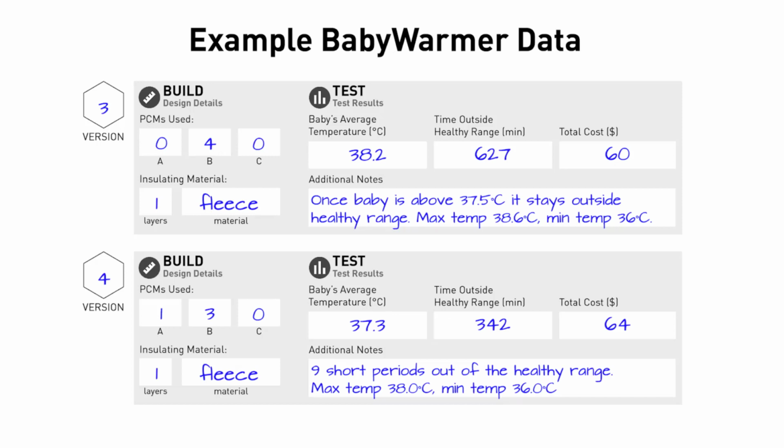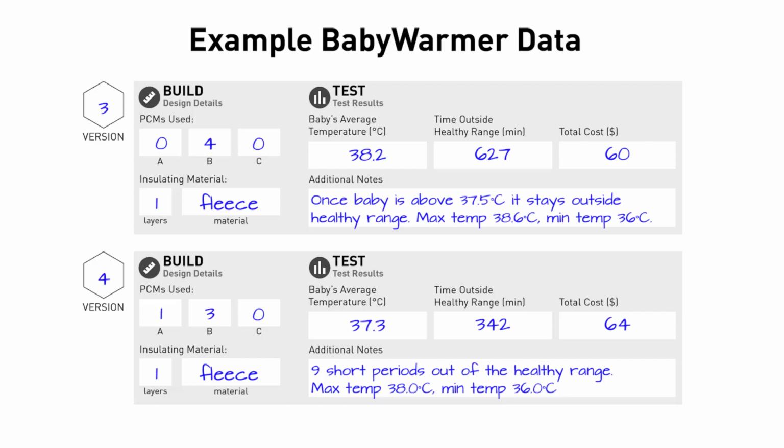Which version does a better job of keeping the baby's average temperature as close to 37 Celsius as possible? Version 4 has the baby's average temperature closer to 37 Celsius. Keeping the baby's average temperature as close to 37 Celsius as possible is important because if the baby's average temperature is too high or too low, the baby can't grow and develop properly. Large temperature changes can be dangerous for babies, so we want to make sure the baby doesn't spend too much time outside the healthy range.